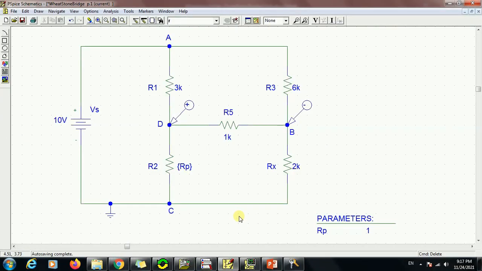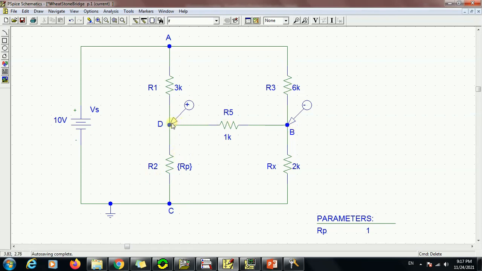If we look here at this circuit, the Wheatstone bridge, this is our unknown resistor here, and here is our variable resistor which we will try to adjust. It's a potentiometer. We're trying to adjust until we achieve the balance.